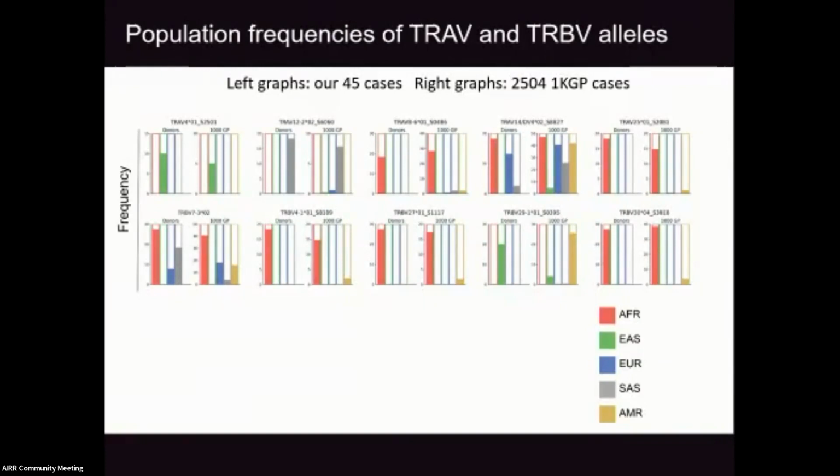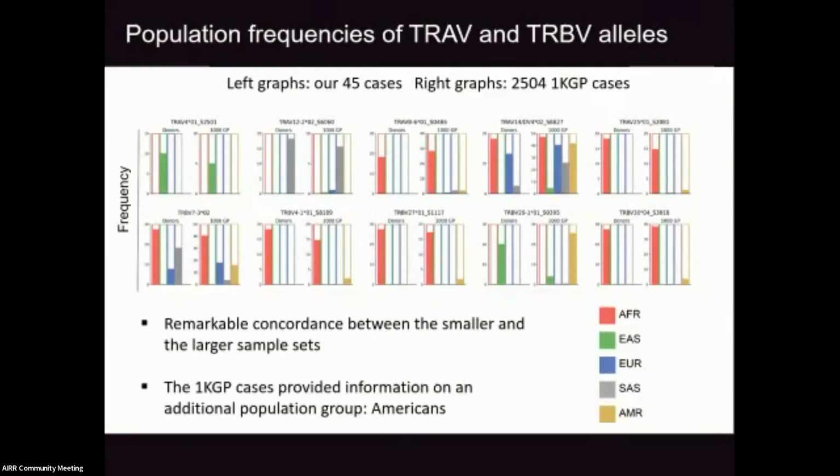And you can see that there is a really high concordance. Some alleles are only found in East Asians, others are only found in South Asians, many alleles are only found in Sub-Saharan Africans, etc. So there was really good concordance, and this gave us confidence that our frequencies were right. We also were able to get information on an additional population group because in the sample collection, we also had Americans, and they have representation from several of these groups, and that's clear from the data. That's looking at the V genes.